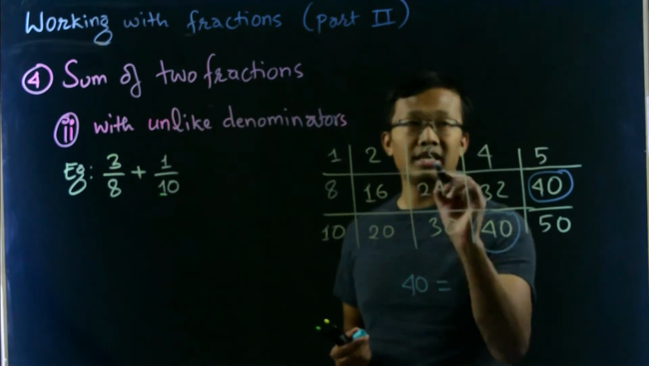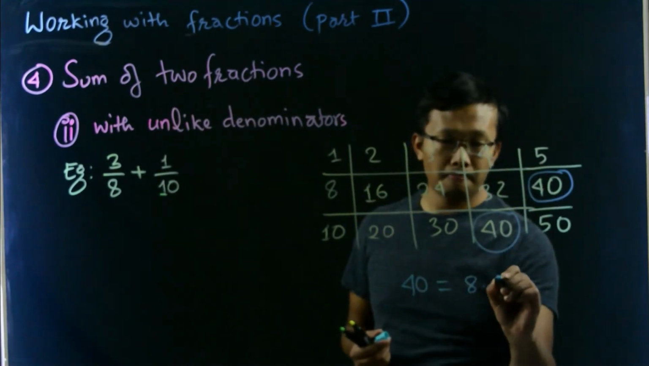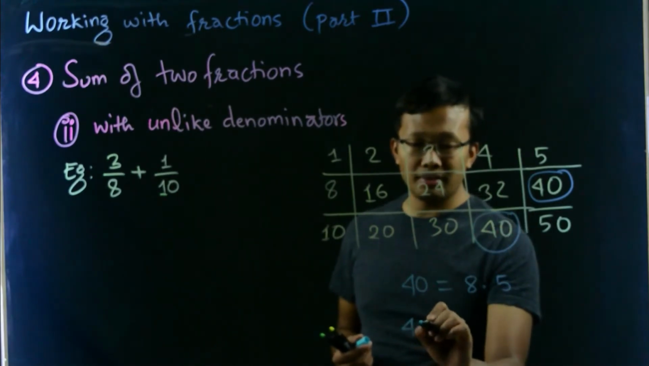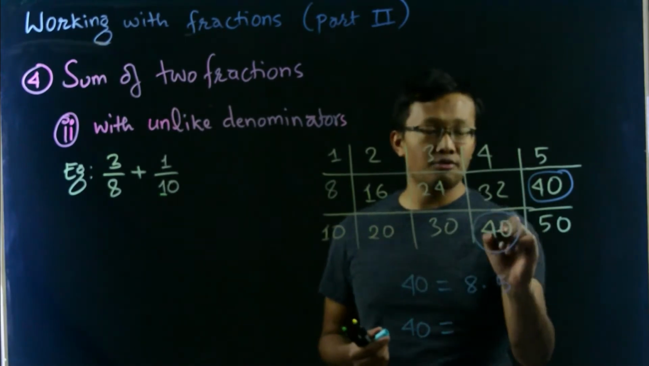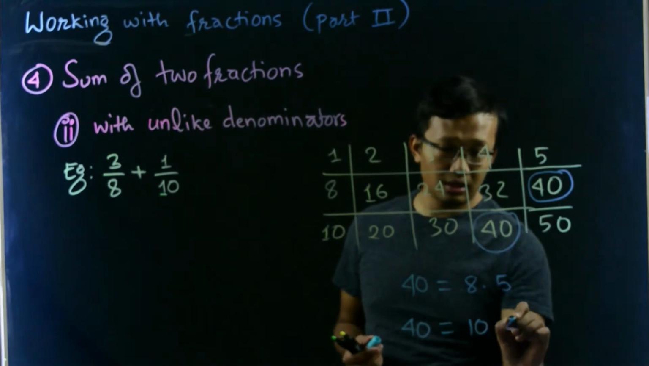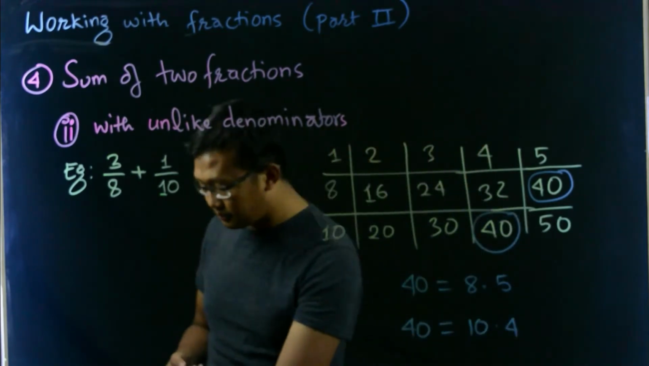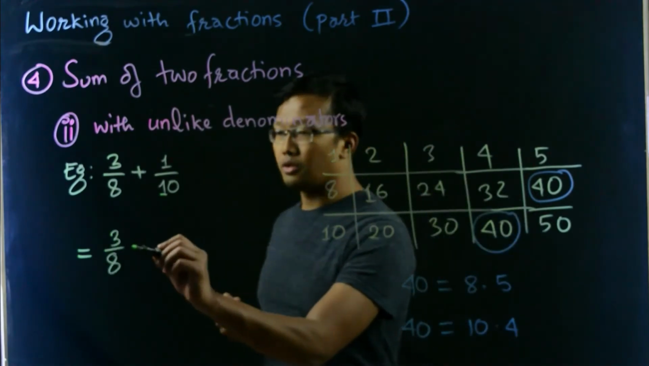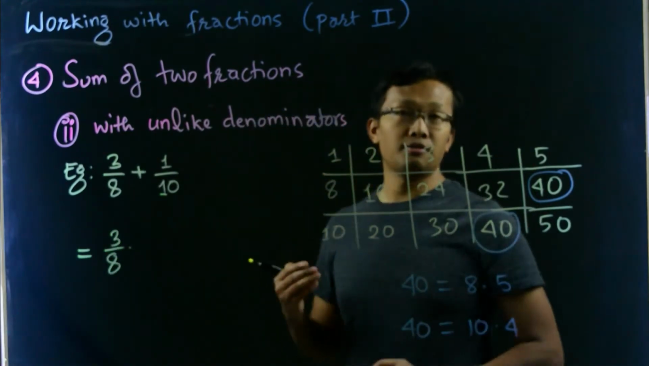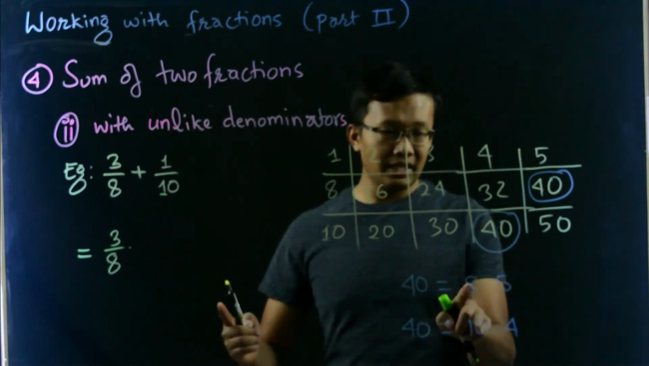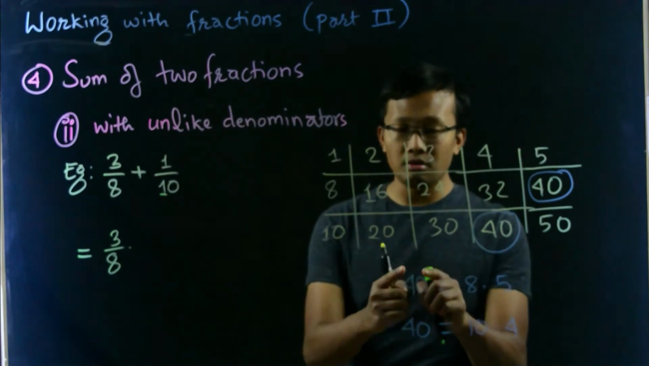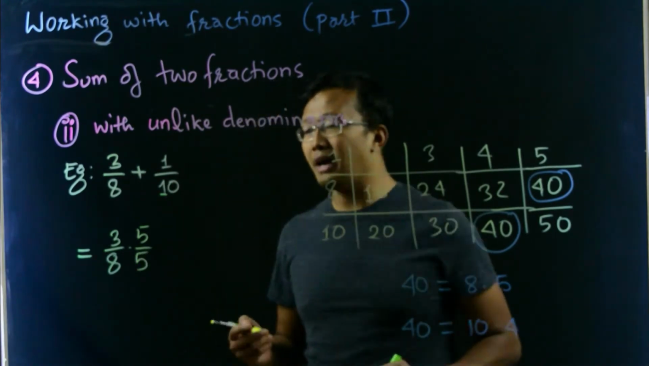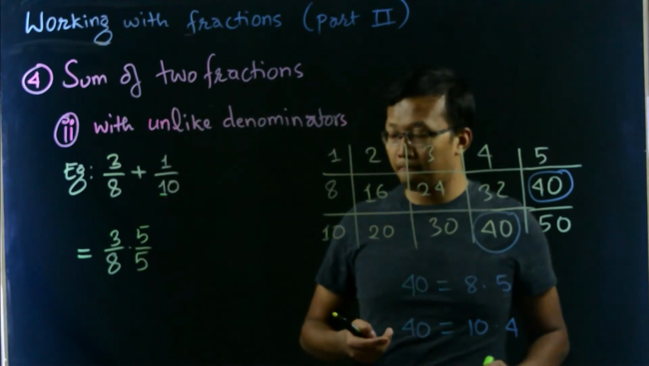Also, let us write 40 in this way: 40 equals 8 times 5, and 40 can also be written as 10 times 4. Our denominator would be 40. So we want to make the denominator 40, and we know that 8 times 5 is 40. So that's why let us multiply and divide top and bottom by 5 for the first fraction.